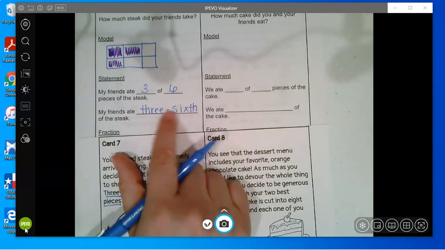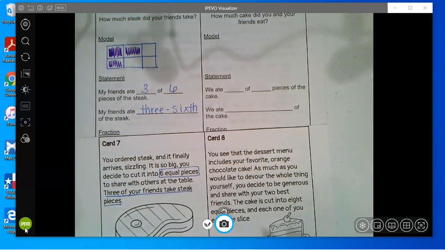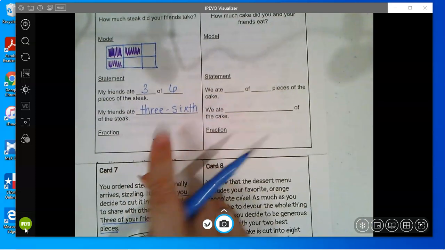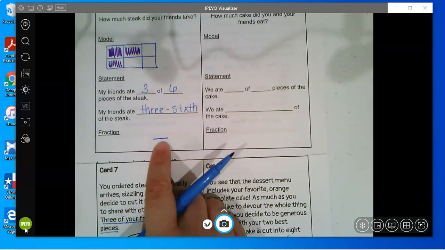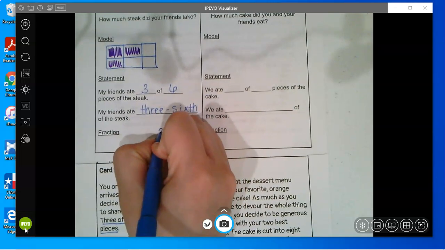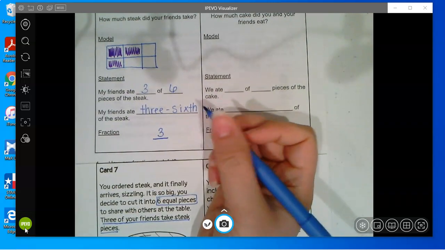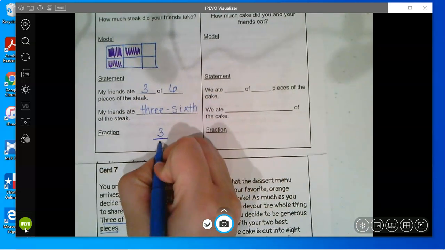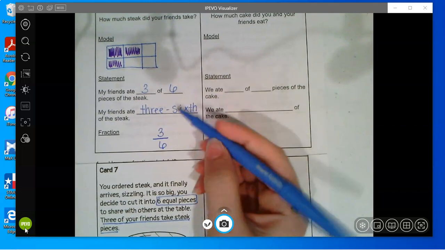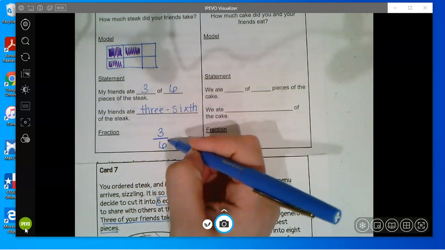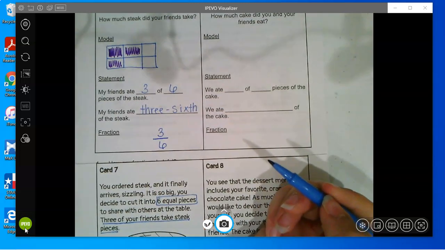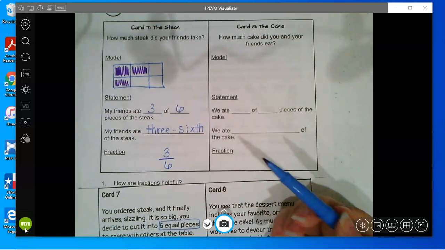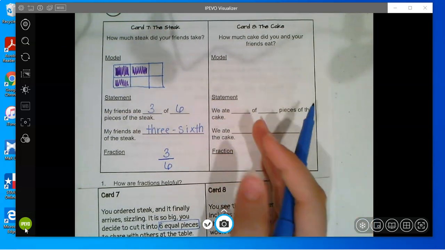So in 2nd grade, we learned how to write fractions using the words. In 3rd grade, we learned writing the fraction line. Remember, this is called a fraction line or a fraction bar. And so my number that goes above this is called the numerator. And that tells me how many pieces they ate. And then my number that goes on the bottom is called the denominator. And that tells me the number of equal pieces in a whole. Okay. So when it says, how many steaks did your friends take? 3, 6. Or 3 out of 6.